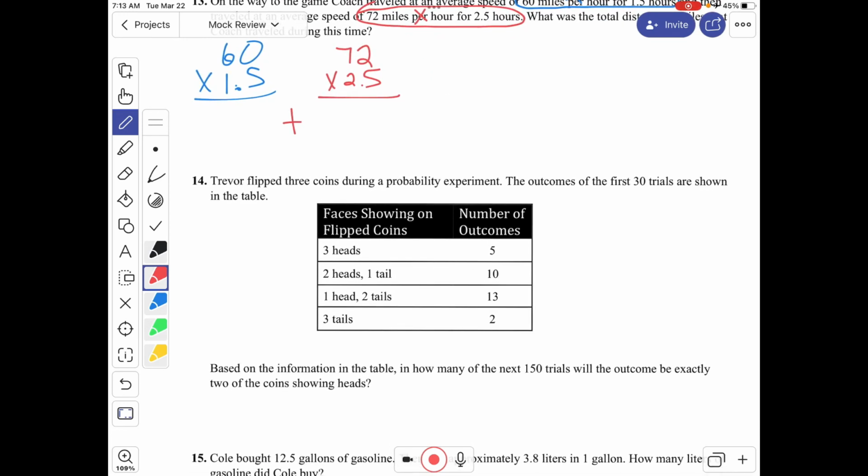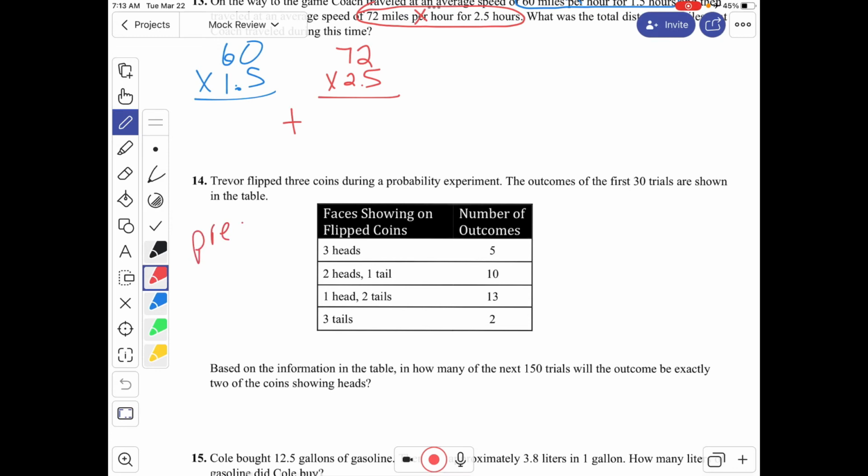Number 14. Trevor flipped 3 coins during a probability experiment. The outcome of the first 30 trials are shown in the table. Based on the information in the table, how many of the next 150 trials will the outcome be exactly 2 of the coins showing heads? Okay.